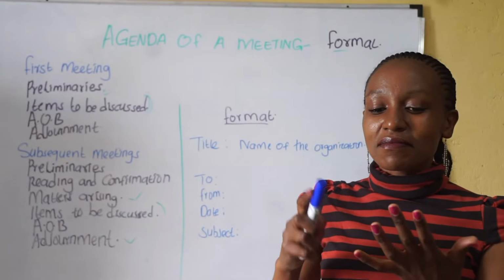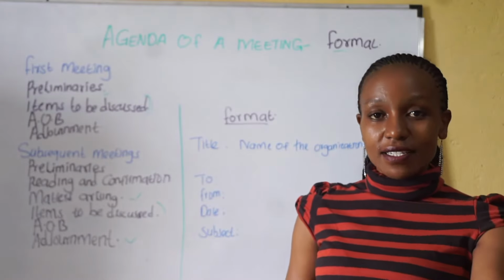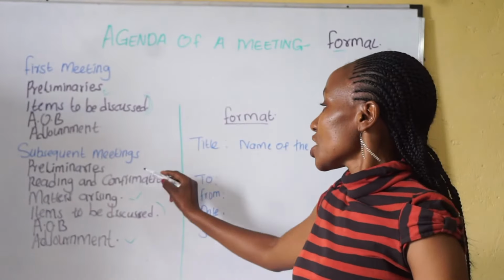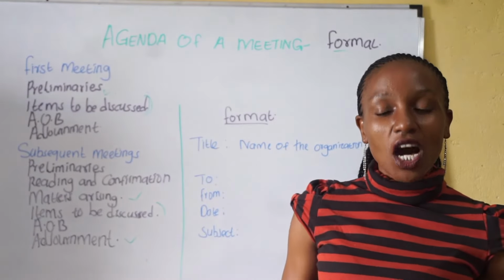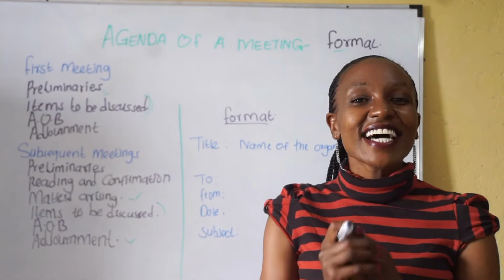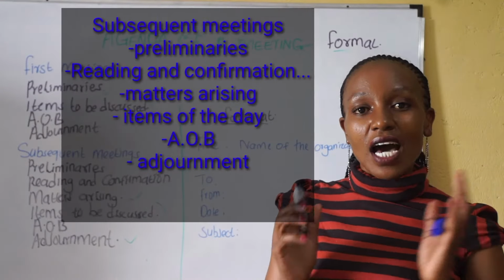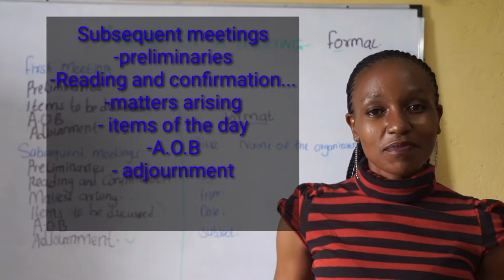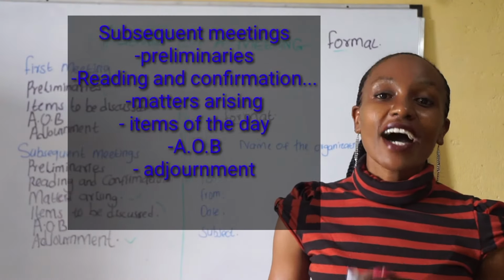The subsequent meetings, and this is meeting number 2, number 3. Since we had the first meeting, we can refer. We can have this item, reading and confirmation of the previous minutes, and we have the matters arising from the previous minutes. After the matters arising, that is when you're going to write the main items to be discussed in the day, and that is the agenda.